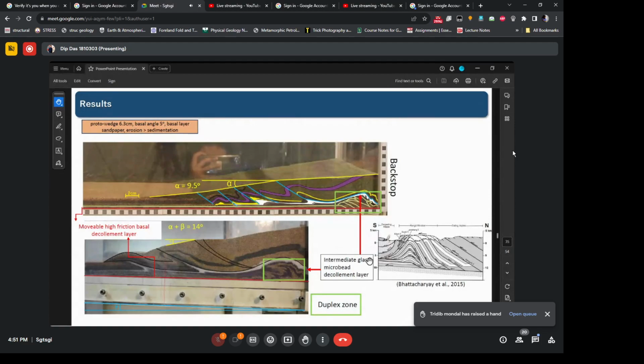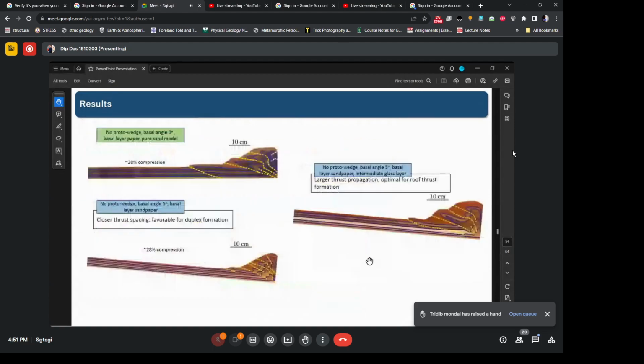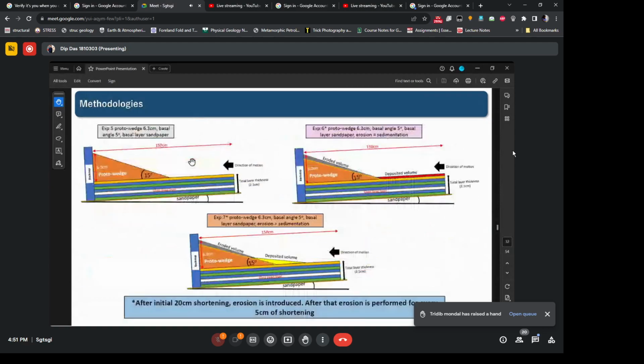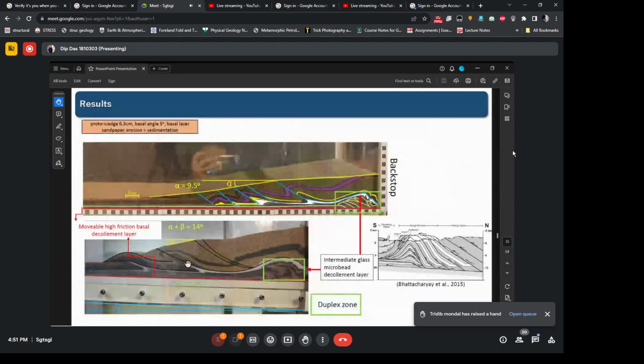Yes, as I mentioned here, we also tried with this simpler setting. Here we didn't get any duplex structure. We needed the proto-wedge for developing this duplex. But the classical duplex models do not consider the development of a pre-existing proto-wedge, isn't it? So why this mechanical constraint? Do you have any explanation for that?